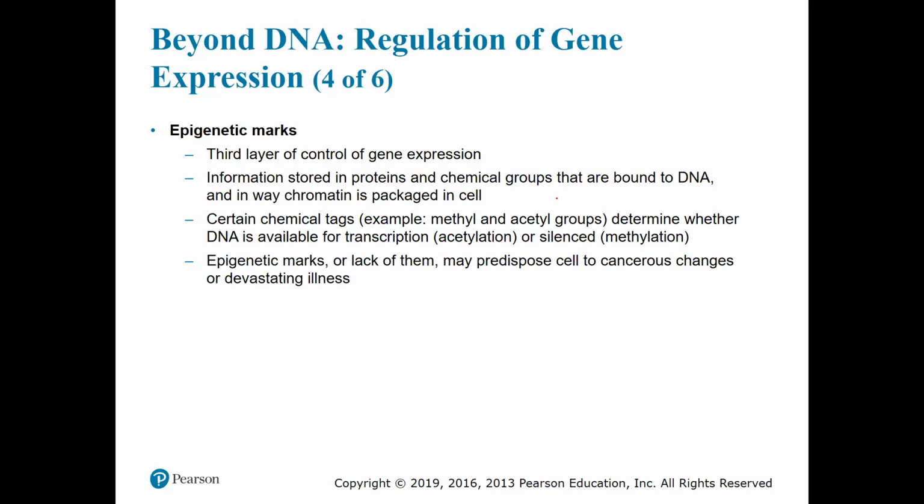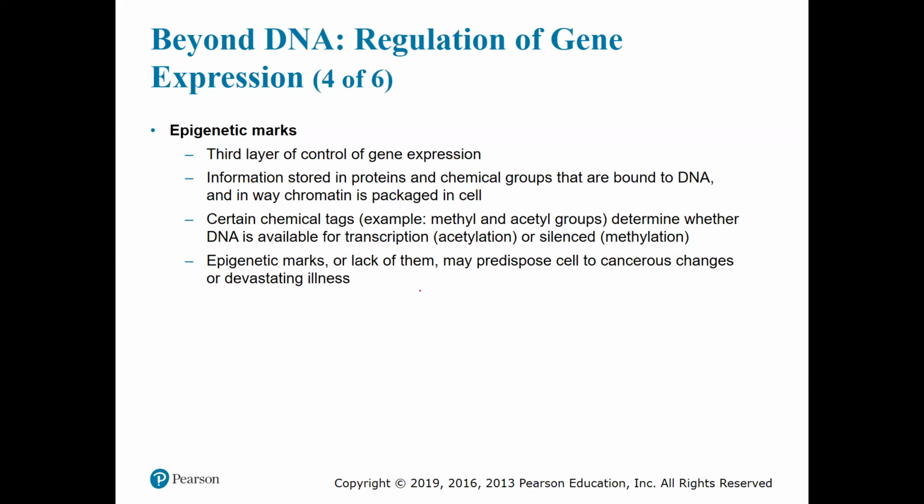Epigenetic markings, I already mentioned, but this is our third layer of control of gene expression. The first layer was actually just that not many proteins are encoded for in the genome. The second was these microRNAs. The third is epigenetic markings. I already mentioned methyl and acetyl groups are really the chemical tags that are used, and they're going to tell the cell whether that specific part of DNA is available for transcription, that'd be acetylation, putting on an acetyl group, or silenced, methylation. And so this is how each cell knows what portion of the genome to replicate at any given time.